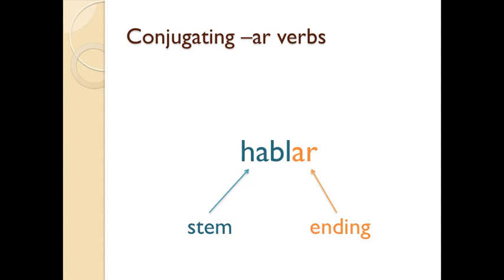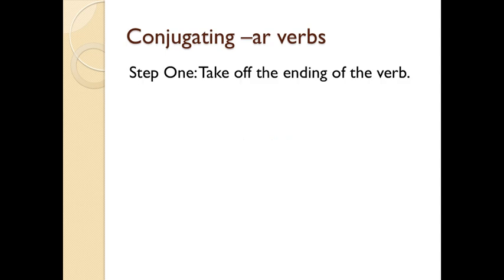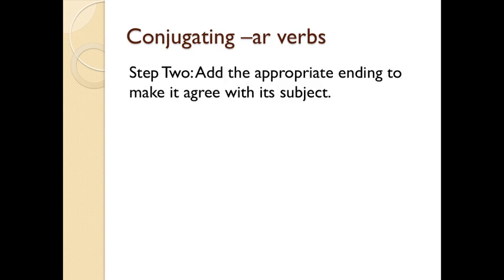This is very important because in order to conjugate a verb, the first step is you have to take off the ending. So what we're left with is habl, your stem. And what you're going to do is add the appropriate ending to that stem to make it agree with its subject. So what you have to do is learn the endings for AR verbs.